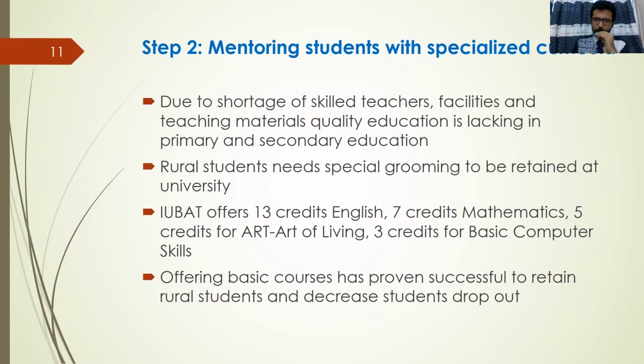Another thing is that our rural students are weak in mathematics and English, because the quality of education is poor in the country. This is not yet satisfactory. So the university should offer courses like English, mathematics, art of living, and basic computers, giving them more credit, so that it will increase the basic knowledge in these foundation courses, and that will help the students to be retained in the university.